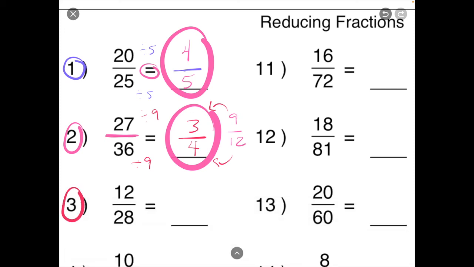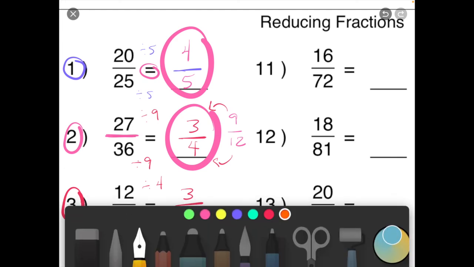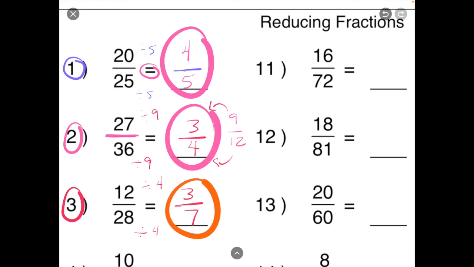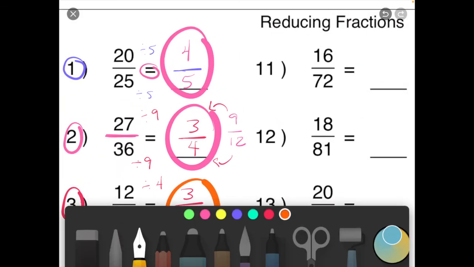Just look at this one, and then we'll move on. 12/28. I know they're both divisible by 4, but if you don't know that, you could divide by 2 and then divide by 2 again, because dividing by 2 twice is the same as dividing by 4. 12 divided by 4 gives us 3, and 28 divided by 4 is 7. So your answer here is 3/7. All right, let's just put it on here.